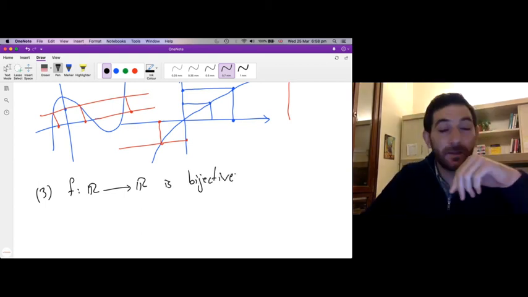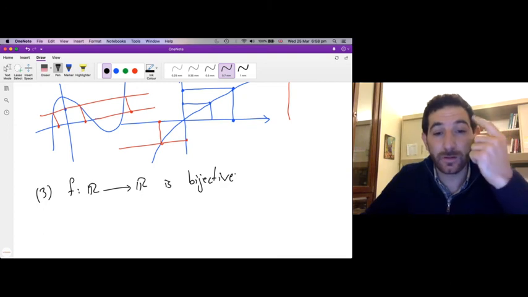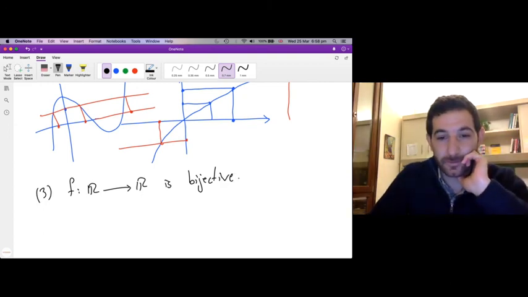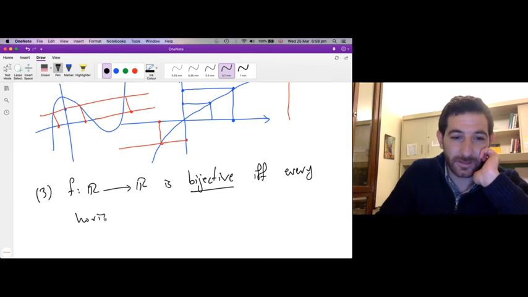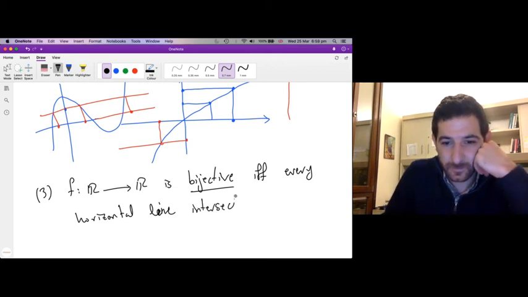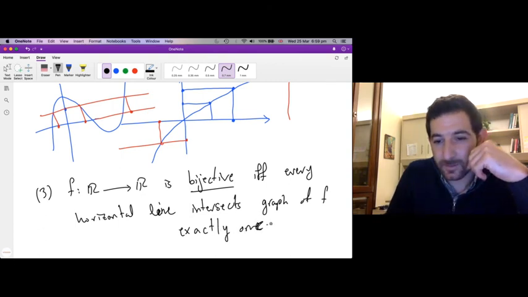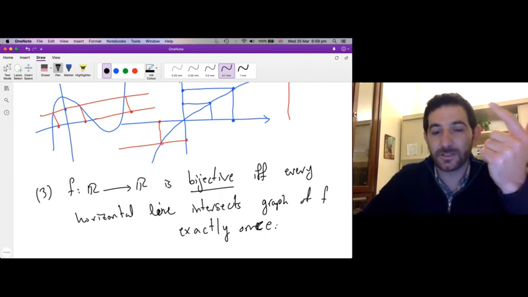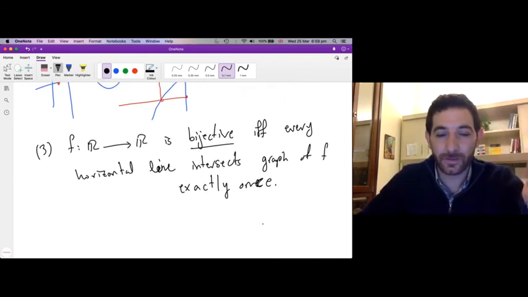Now, the third point is that f from R to R is bijective if every point in the codomain has exactly one pre-image. So it is bijective if and only if every horizontal line intersects the graph of f exactly once. Right? Exactly once means it is injective and it is surjective. It means also that every point in the codomain has exactly one pre-image.